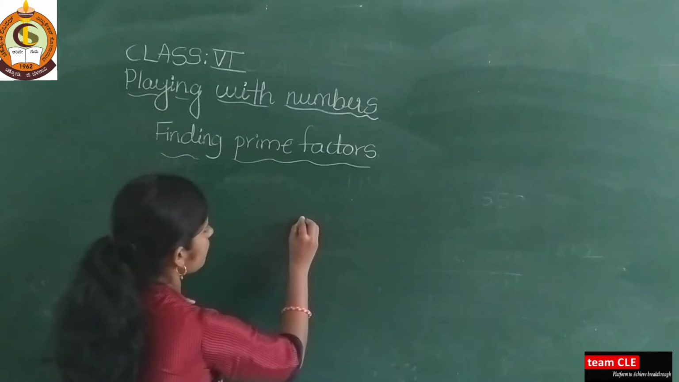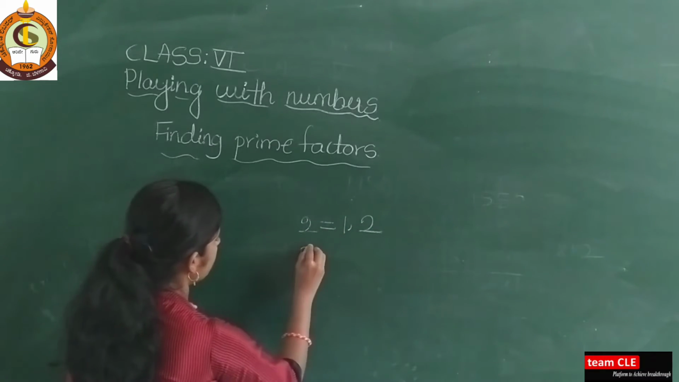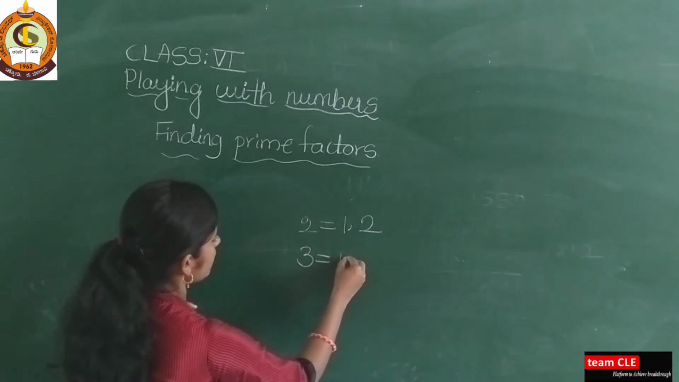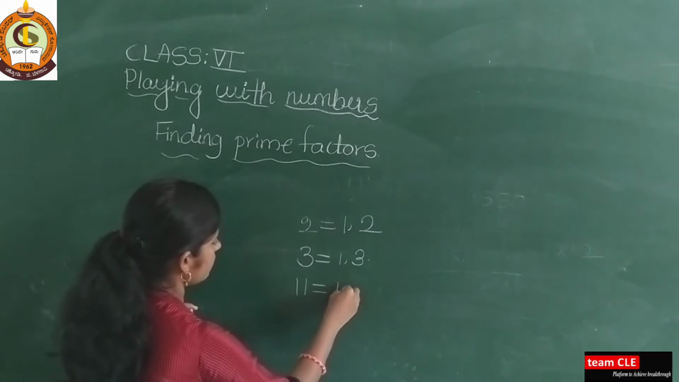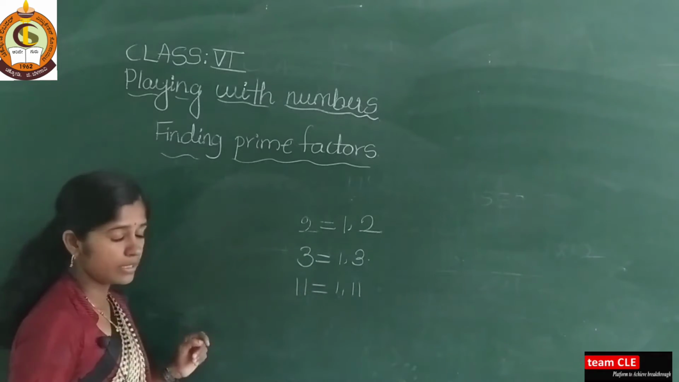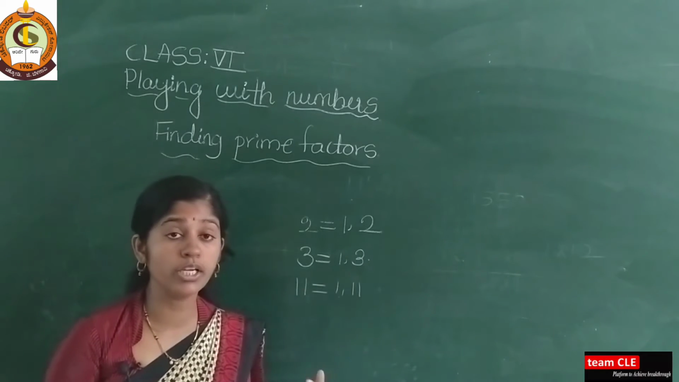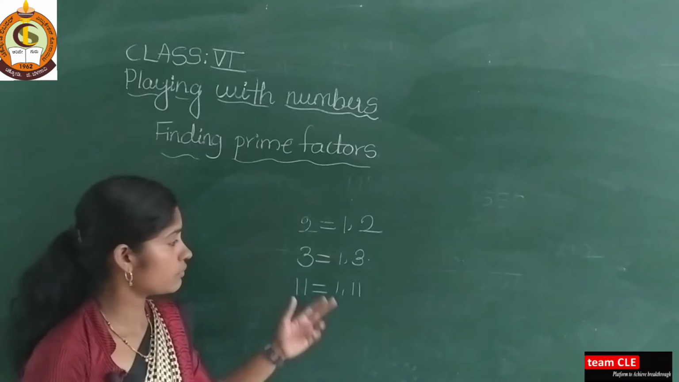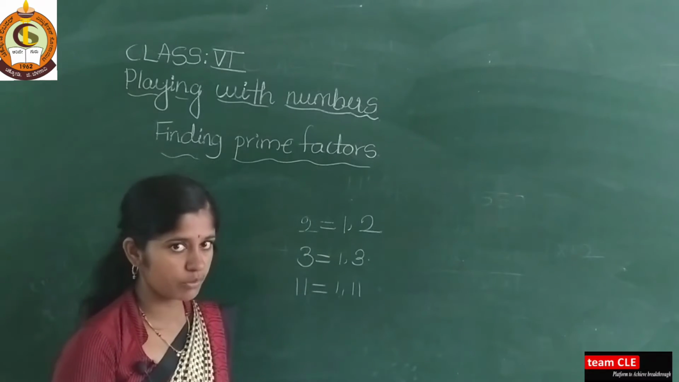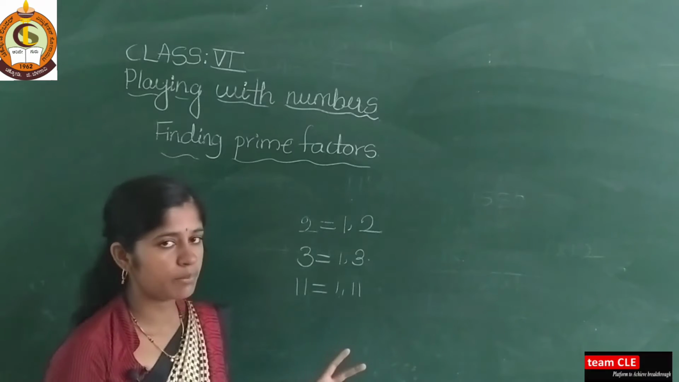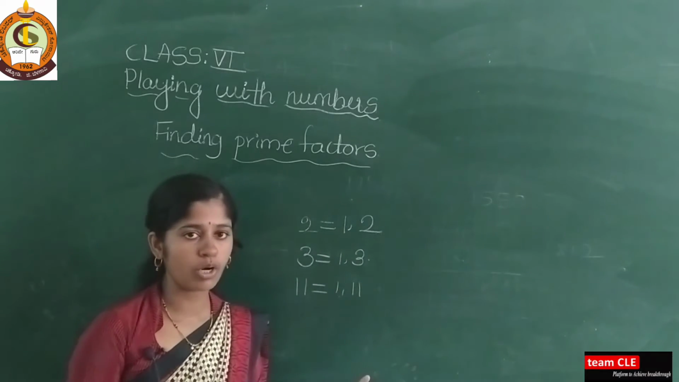Let us take one example, 2. It is there in the 1 times table and the 2 times table. Let us take 3, it is also there in the 1 times table and the 3 times table. Again take 11, it is there in the 1 times table and the 11 times table. So a number which has only two factors, 1 and the number itself, is called a prime number. I hope you are getting my point.